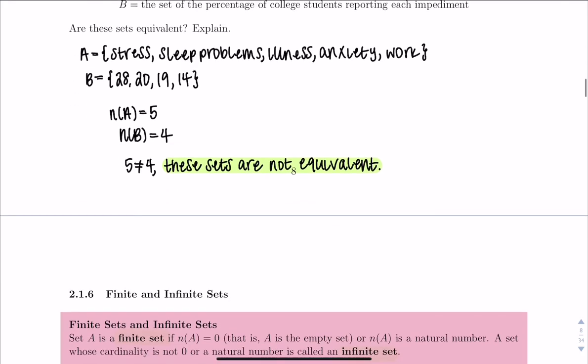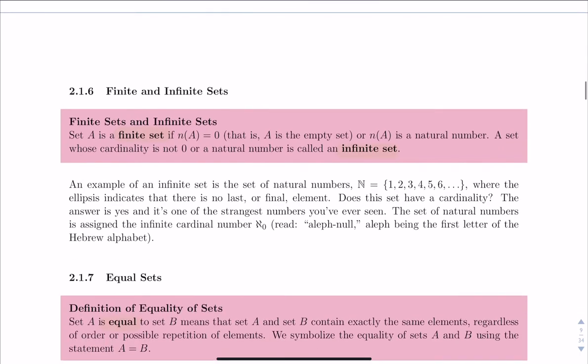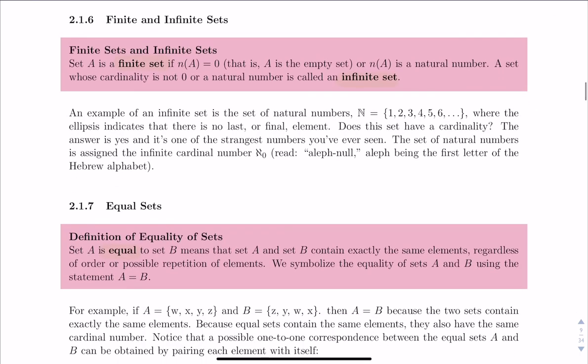So finite sets and infinite sets. If a set A is finite, if the cardinality is 0, aka A is the empty set, or it's a natural number. If it's not 0 or a natural number, then it's an infinite set. So if we can count the cardinality, then it's finite. If we cannot count the cardinality, it is infinite. So an infinite set would be the set of all natural numbers. 1, 2, 3, 4, 5, and it keeps going forever and ever.